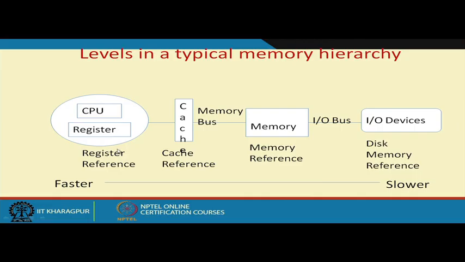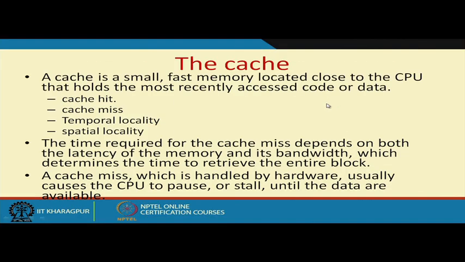So, the first element, let us have a look at this memory hierarchy once again. First is your CPU, then your cache memory, and the CPU has its registers, then you have main memory, then you have your disk memory. Cache memory is the smallest and fastest memory located close to the CPU that holds the most recent addresses or data. If some data is not there in the register, when the CPU searches, it first searches in the cache.